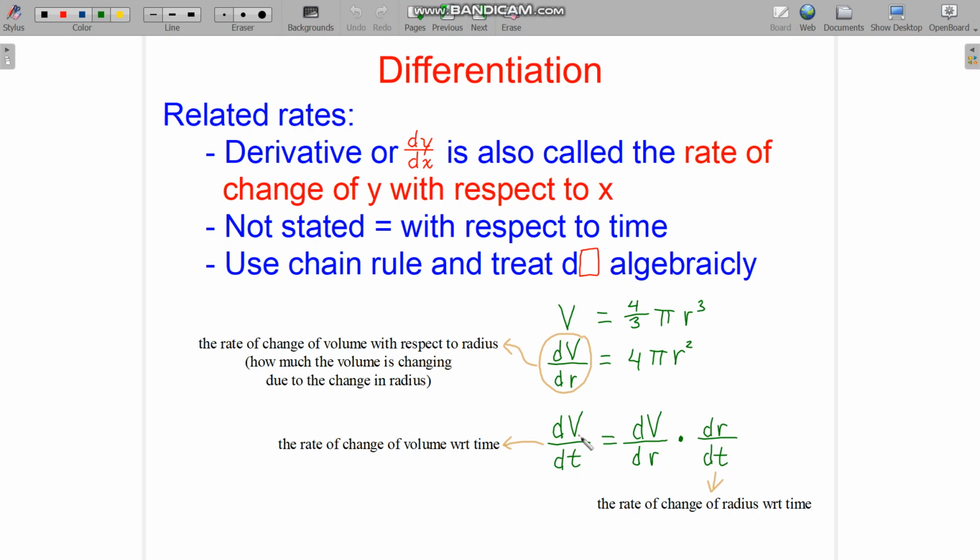And dV/dt, using chain rule, dV/dt is the same as dV/dr times dr/dt. The dV/dt is the rate of change of volume with respect to time, and the dr/dt is the rate of change of radius with respect to time.